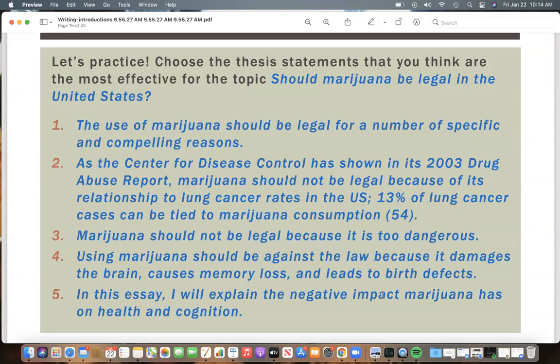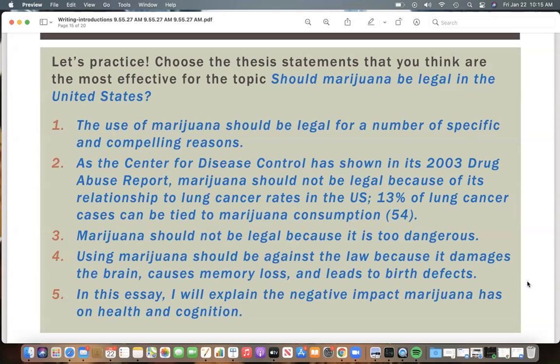Number 2, as the Center for Disease Control has shown in its 2003 drug abuse report, marijuana should not be legal because of its relationship to lung cancer rates in the US. 13% of lung cancer cases can be tied to marijuana consumption, and they have cited a source here. While that's great information, that's definitely more at home in a body paragraph. For instance, if you've got a body paragraph about how it can contribute to cancer or other health issues, that would be a great thing to include as evidence in that body paragraph.